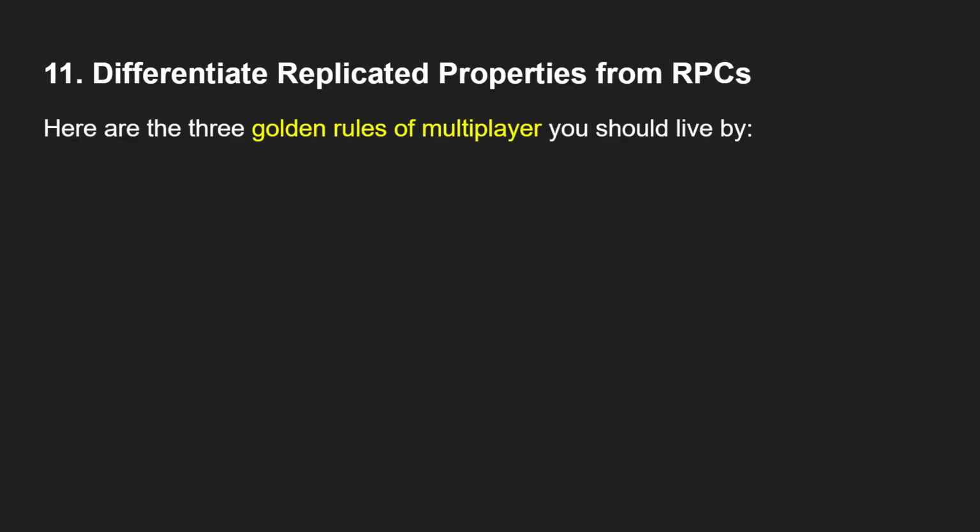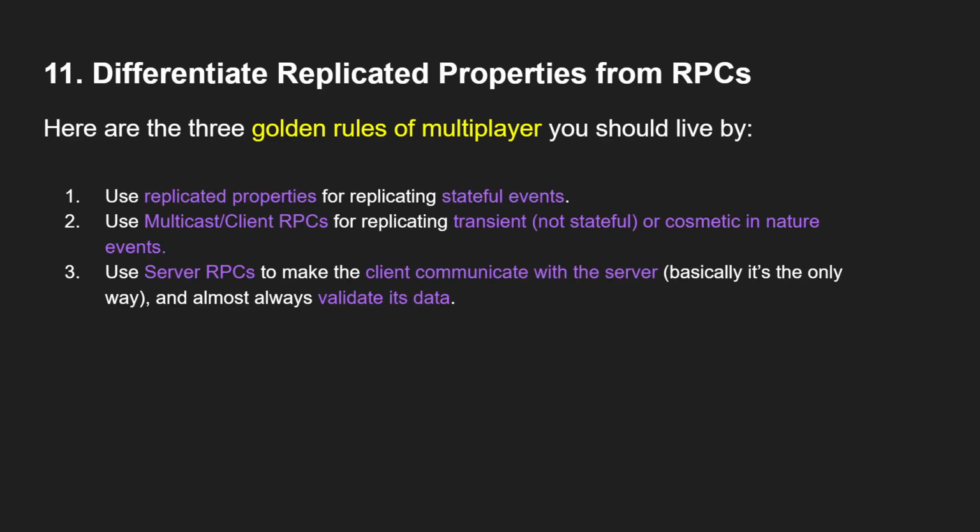So tip number 11, differentiate replicated properties from RPCs. This is probably one of the tips that I keep referring to from time to time, which says there are literally three golden rules in multiplayer that you should live by. The first is using replicated properties for replicating stateful events. If something stateful is happening, you should be using replicated properties. It applies in a lot of scenarios, which we'll see in a second.